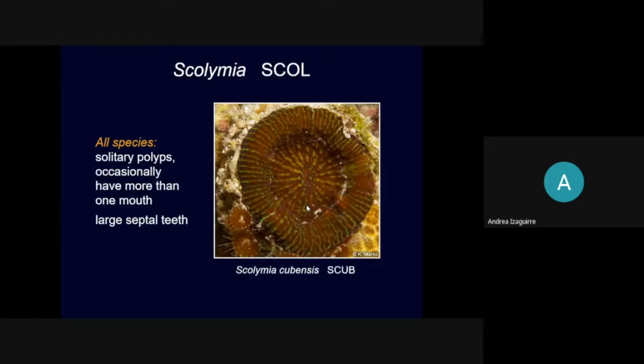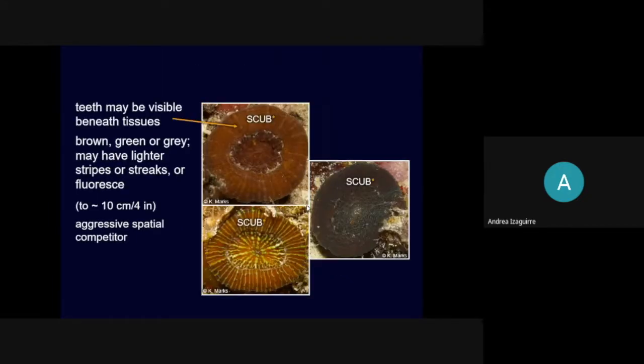Don't worry about these two corals that we are looking at next, because they are solitary and usually free-living corals, so they're not attached to the substrate. These are our mushroom corals. Usually it can be a solitary polyp, but sometimes it'll have more than one mouth. That doesn't mean it's two separate polyps, it just has more than one mouth.